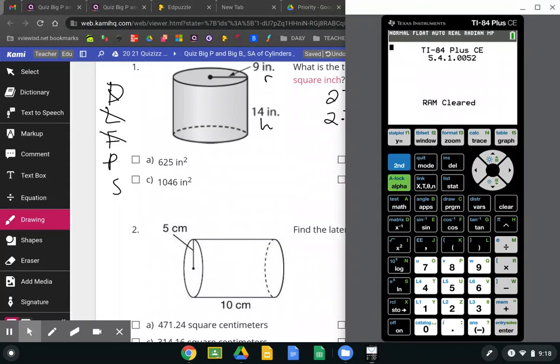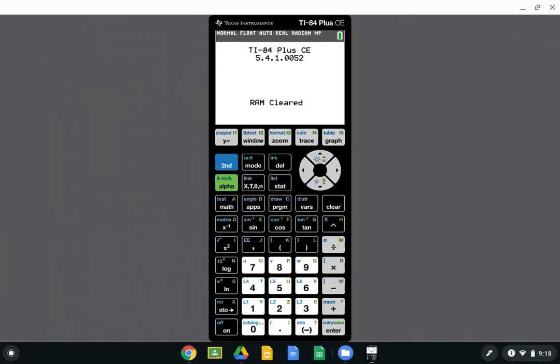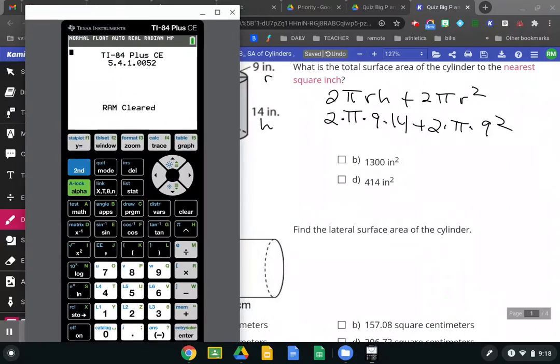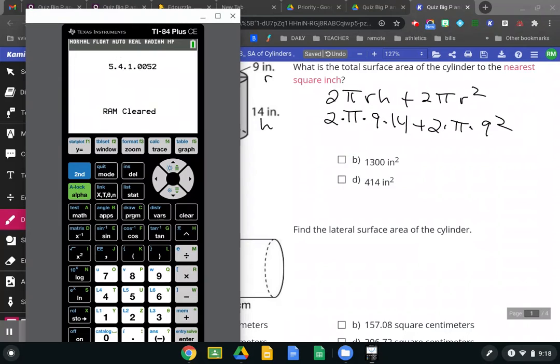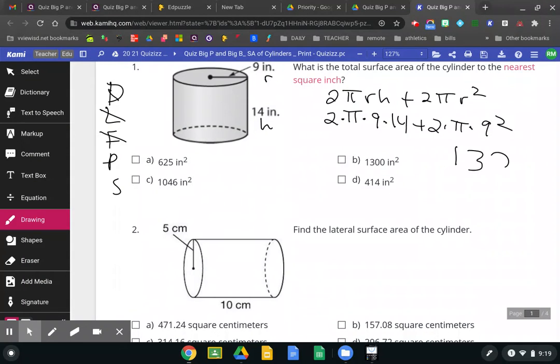There's no way to do that problem by hand. That would be crazy. The best thing to do is to use the calculator. So 2, then caret pi, 9 times 14, plus 2 pi times 9 to the second. Enter. So it's about 1300. The closest one is letter B.